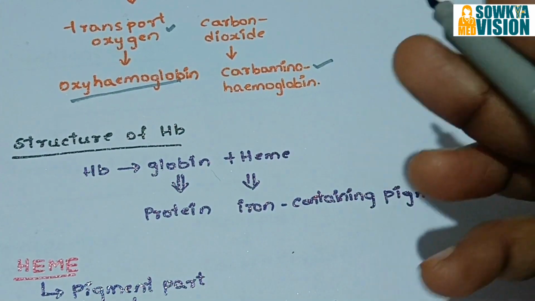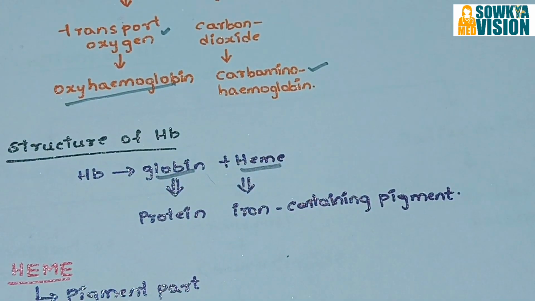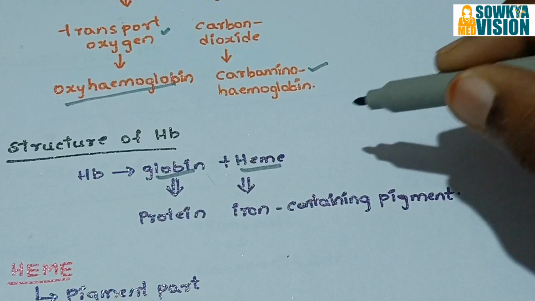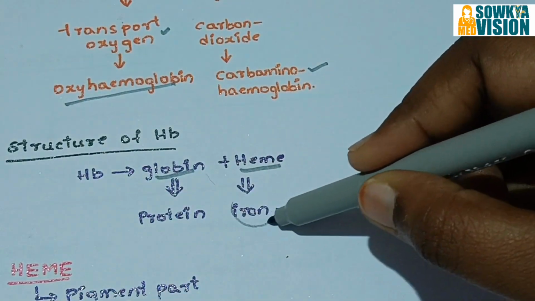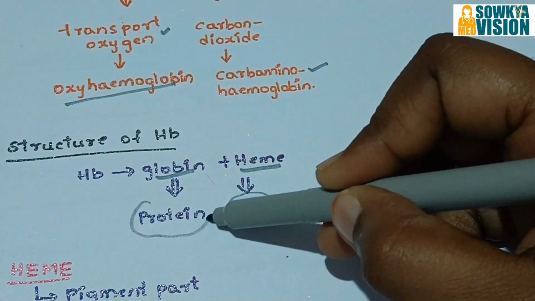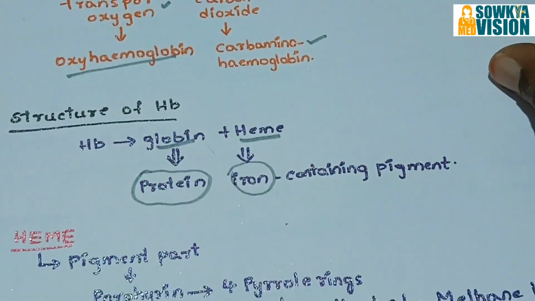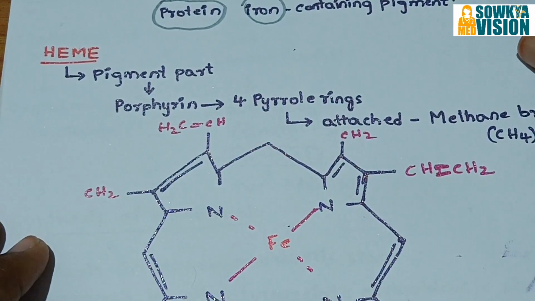Now let's see the structure of the hemoglobin. Hemoglobin contains two main parts, the globin part and heme. Hemoglobin breaks down into heme and globin parts. Heme contains the iron component, whereas globin is the protein part. So this is the structure of the hemoglobin.